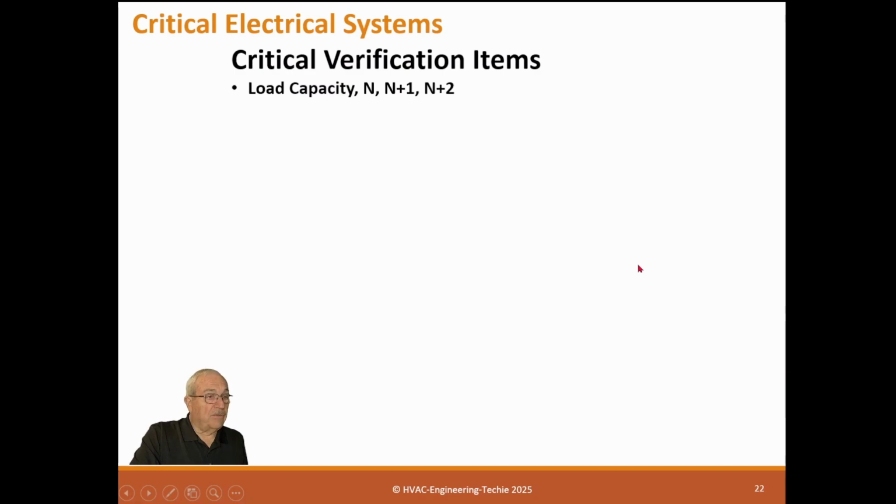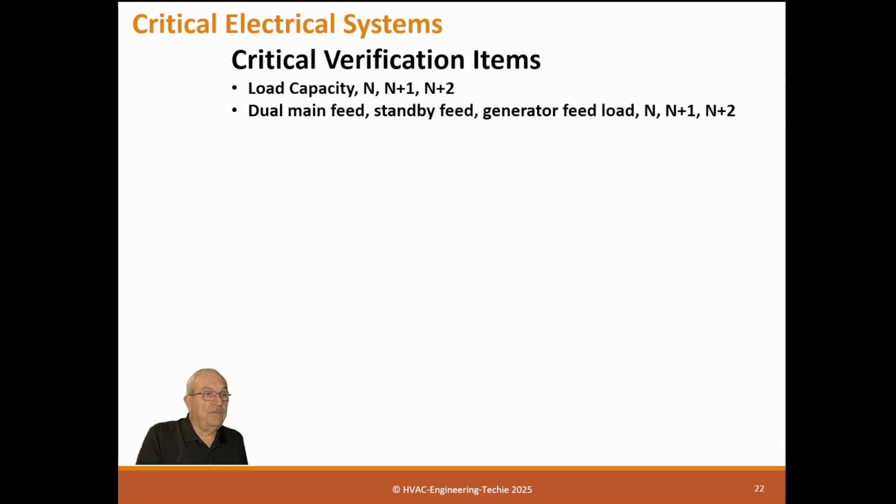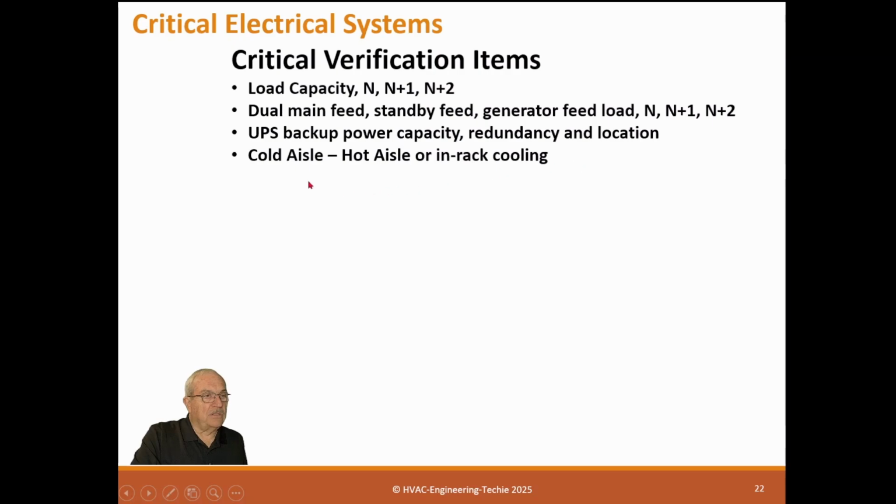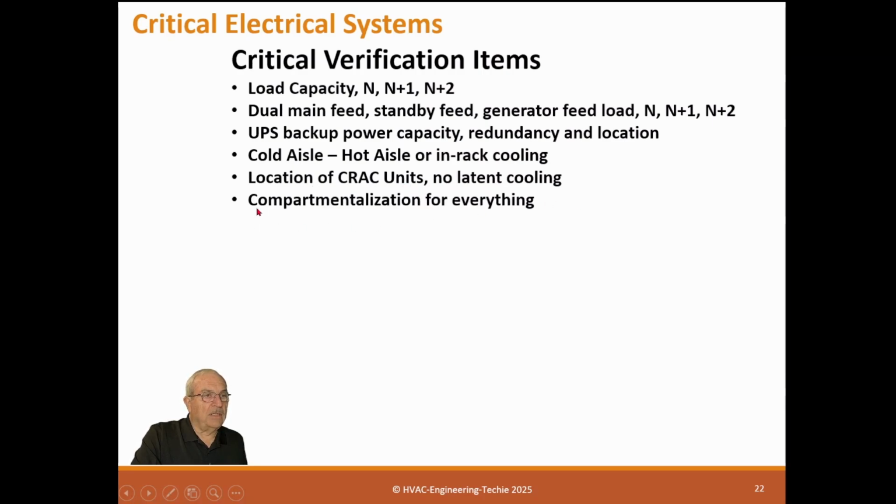So these are the critical verification items that we need to verify when we either commission a system or start it up, or when we check a design. We need the load capacity to be at N+1 or N+2, and then we need to check the design to make sure it meets those criteria. Dual main feed, standby feed, generator feed, load N+1 or N+2 for the feeds. Backup UPS system, power capacity, redundancy, and location. Cold aisle, hot aisle, or in-rack cooling, so that we have the distribution within the room correct. Location of CRAC units, no latent cooling, remember that.